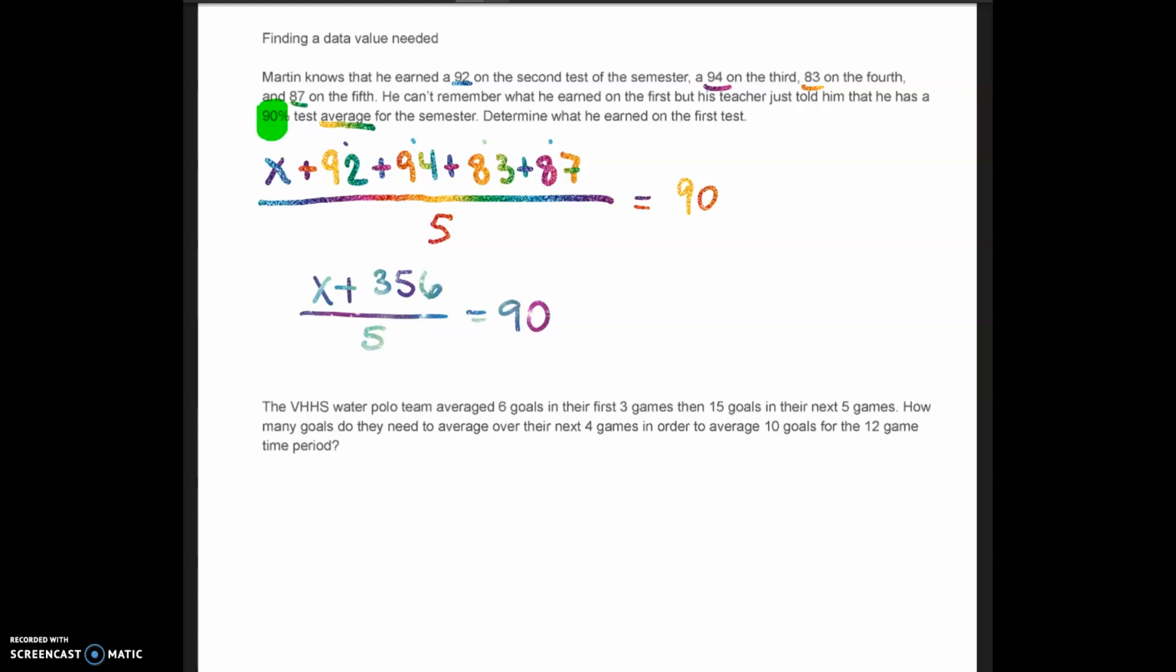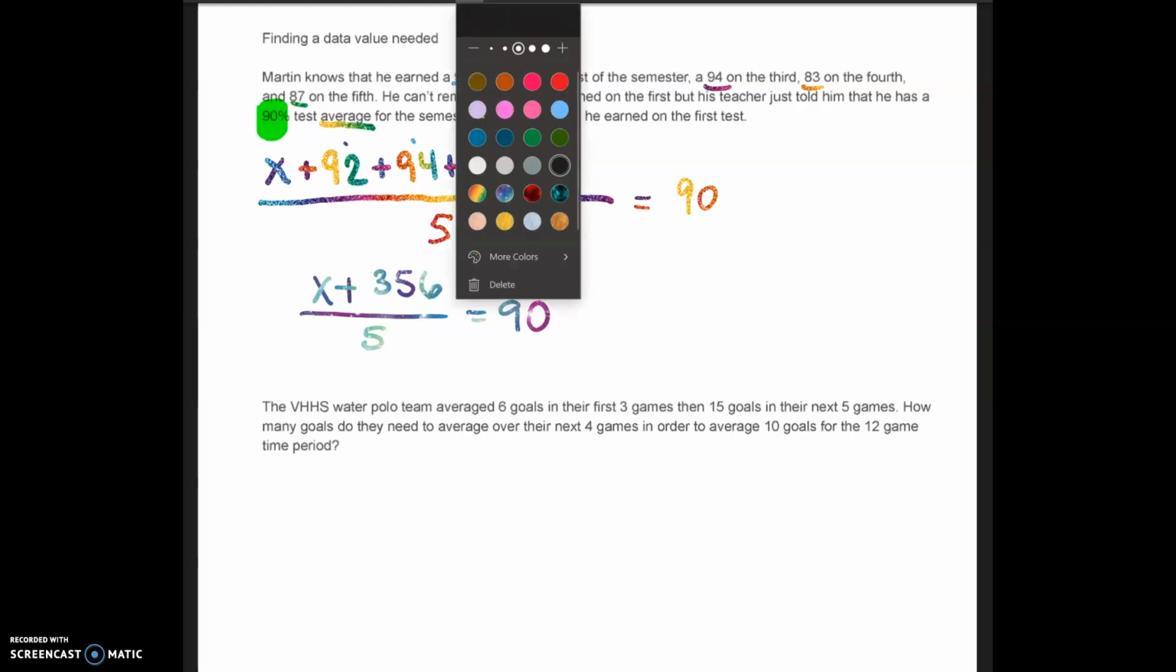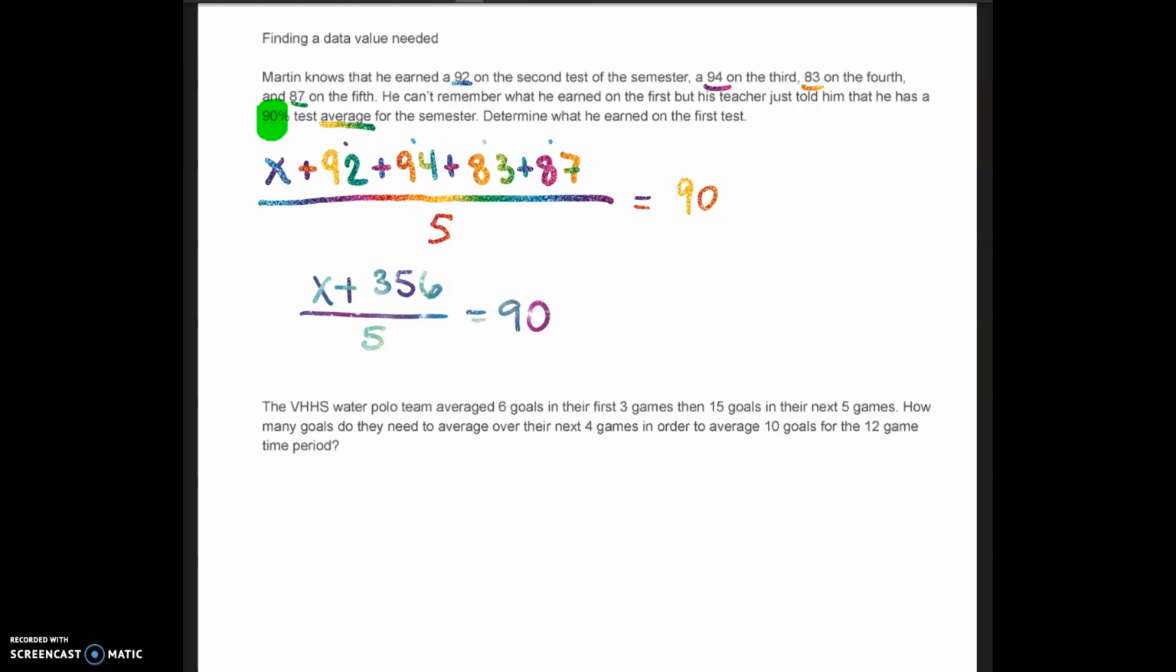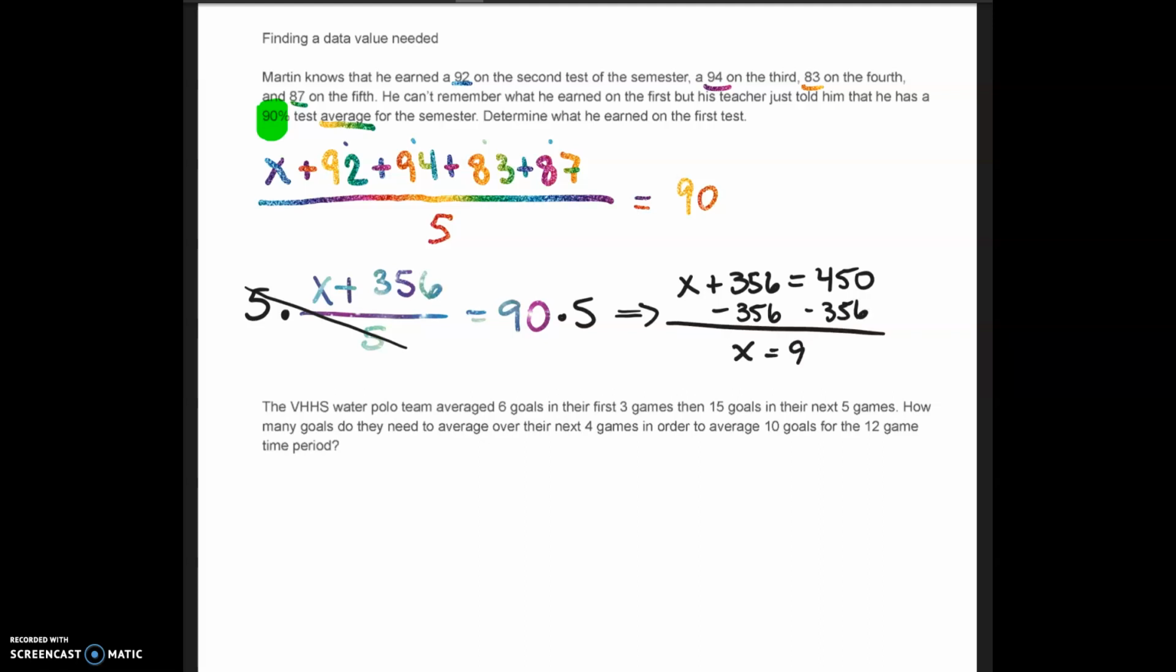So we look at the X. It's being added to 356, and then afterwards it's being divided by 5. So the first thing we're going to do is, since everything is being divided by 5, we're going to multiply by 5 to cancel that denominator. 90 times 5 is 450. And then our final step is to subtract 356, giving us that Martin scored a 94 on his first test.